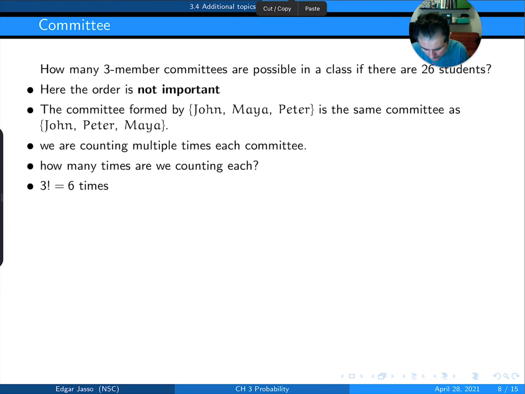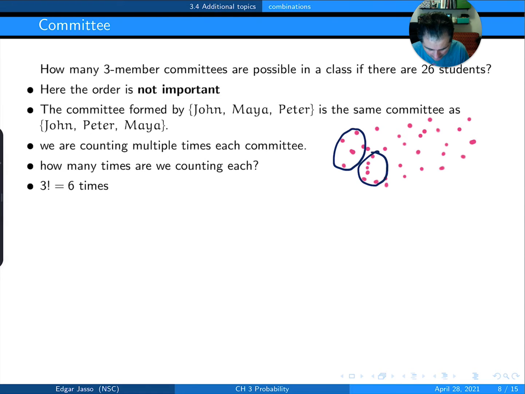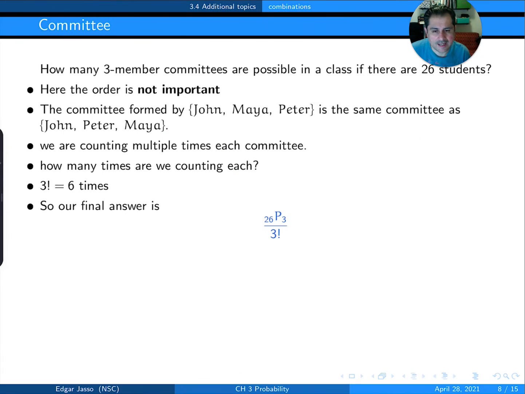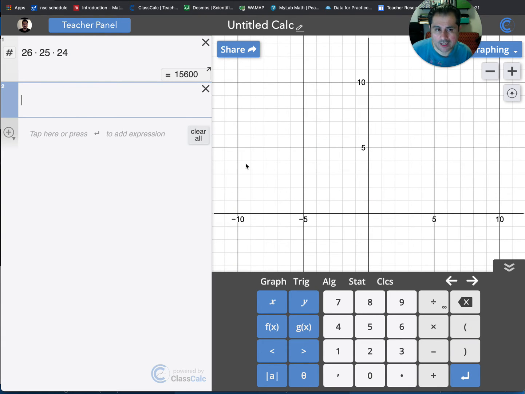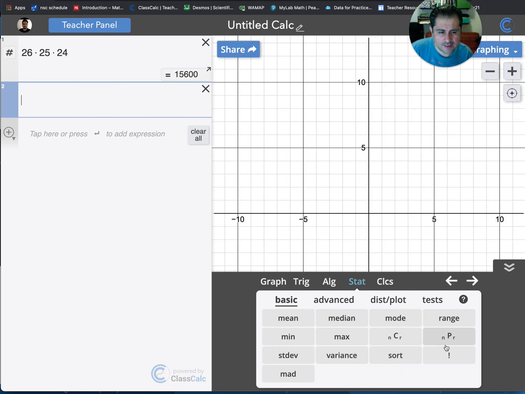So now I know how many times I'm counting each committee, and what I need to do is count how many groups of 6 I have. Each circle represents grouping the 6 that represent the same committee. So what I'm doing is dividing the 15,600 by 6, and that 6 is the 3 factorial. So this is going to be our answer: 26 P3 divided by 3 factorial. I'm going to go to the calculator to find a number. And by the way, when I press the stat, maybe you did see that here's the nPr.